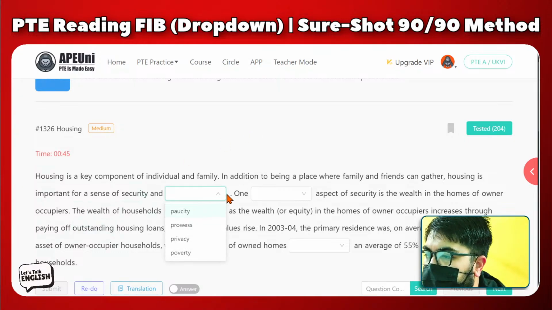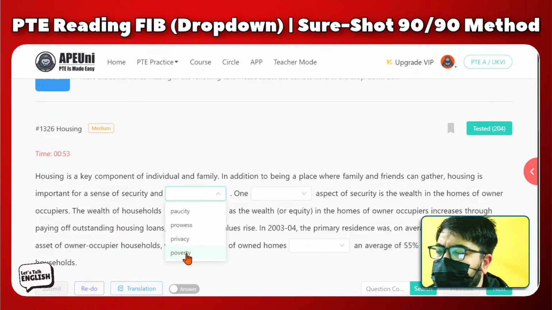So, security and paucity, I don't know what that means. Prowess means you have proficiency. Privacy, poverty. No, why would someone poor get a house? How can they? Right? So, security and privacy.